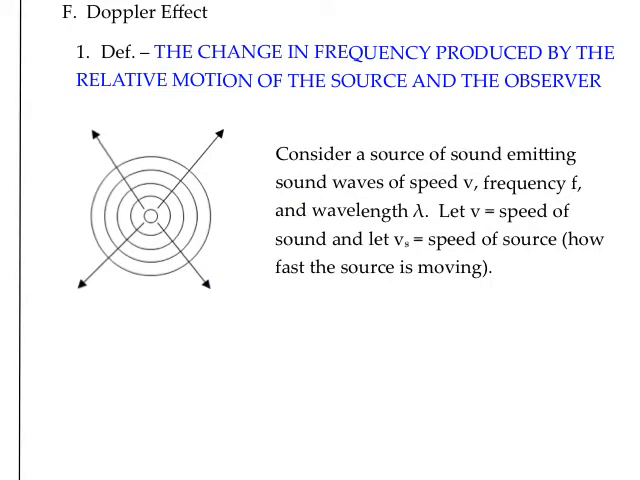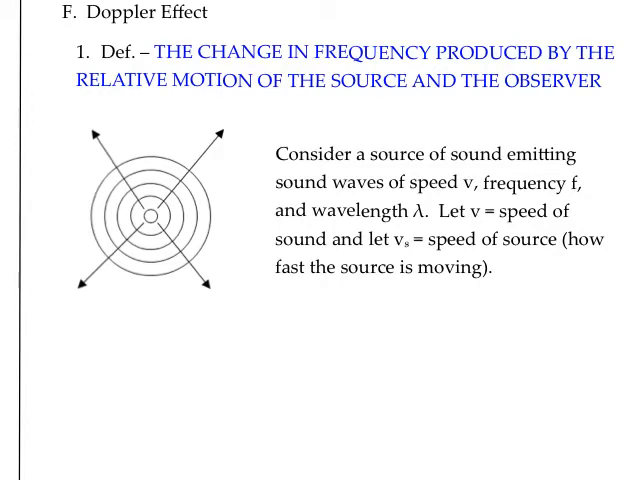Next, we're going to look at the Doppler effect. So I'll give you a moment to write down that definition. You can pause the video if you need to. So the Doppler effect is looking at the change in frequency produced by the relative motion of a source and an observer. So I don't know if you've ever been on the side of a road and a car goes whizzing by you really fast. You kind of hear the sound, so that pitch will change slightly. And that's what we're going to look at with the Doppler effect.